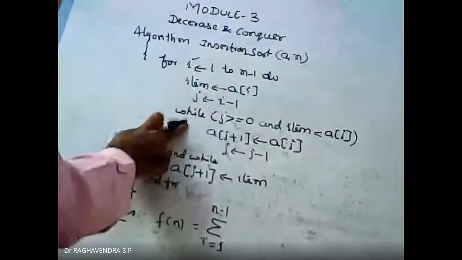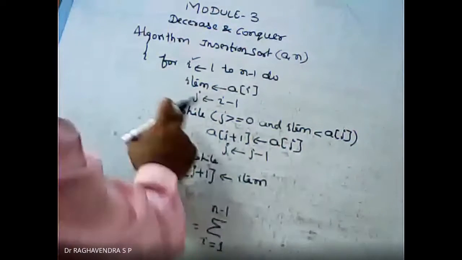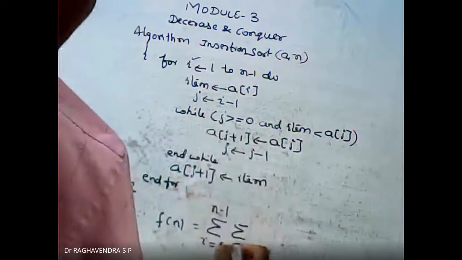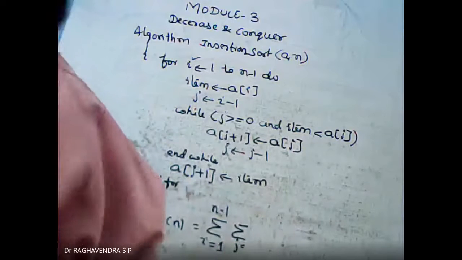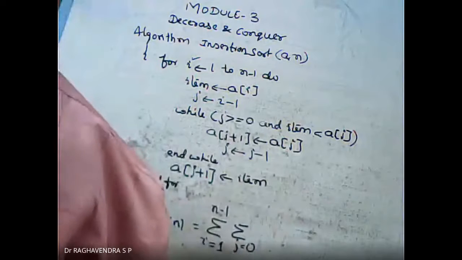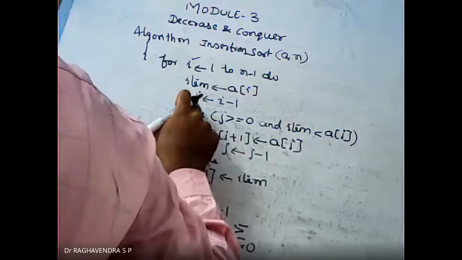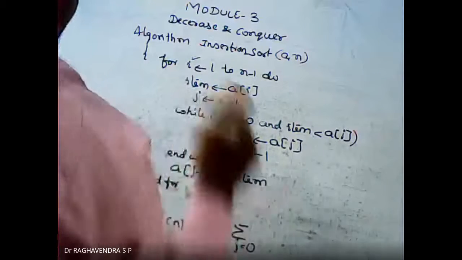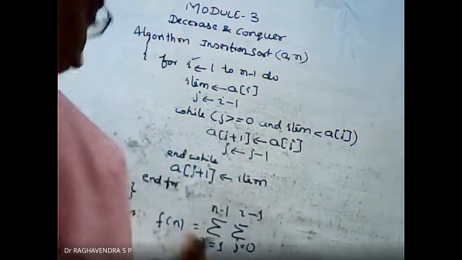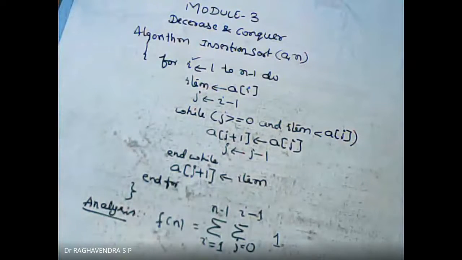There is another while loop, right? So for the while loop take another summation. Here j comes. j is equal to 0 up to... so j varies up to i minus 1. Okay. So for all this much, one instruction will be executed.